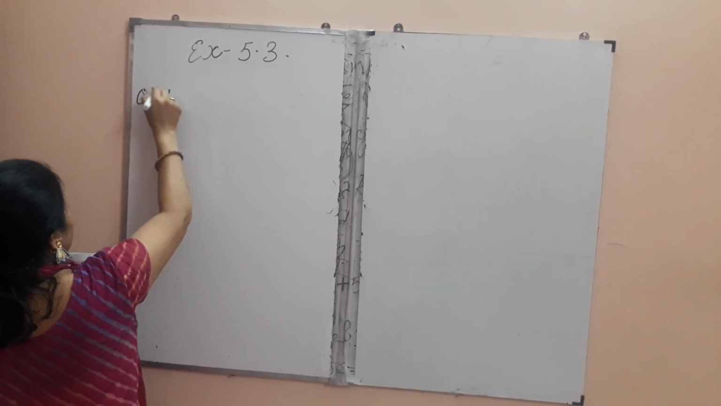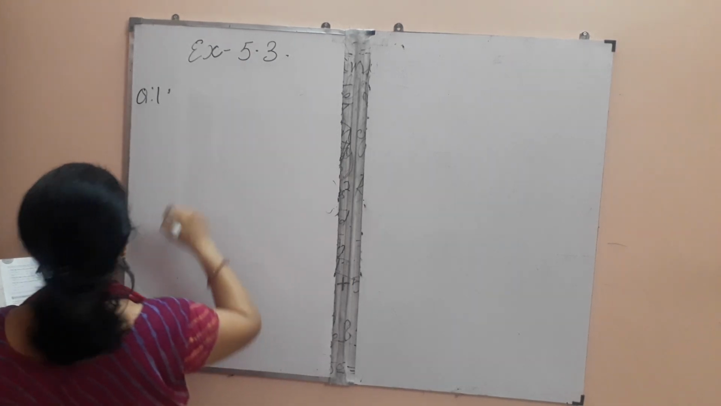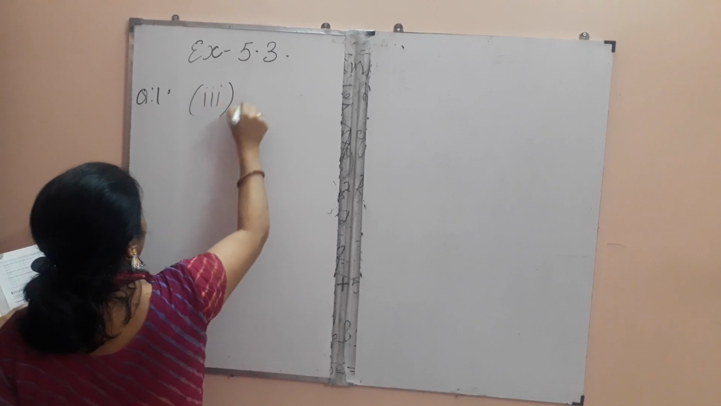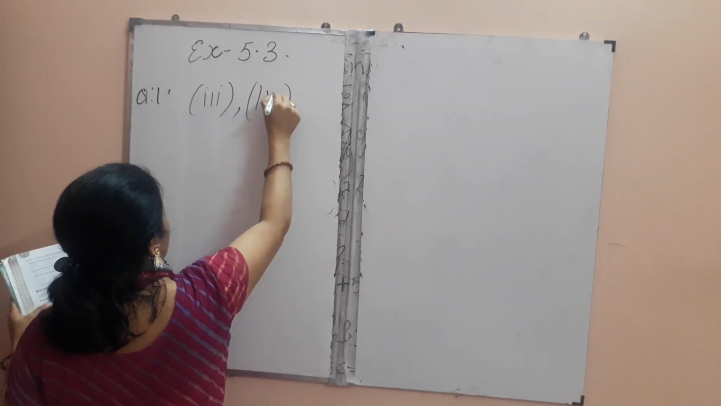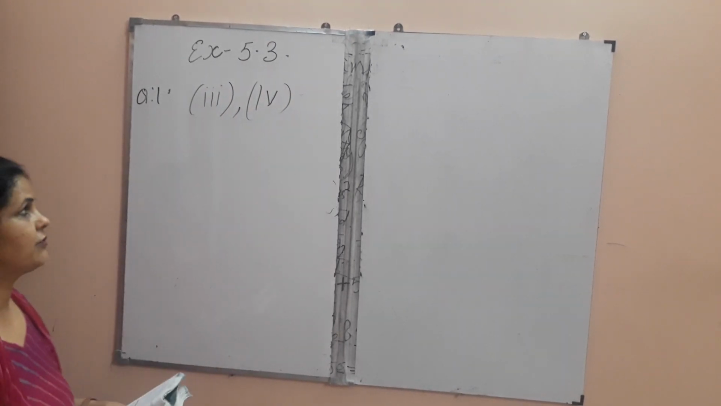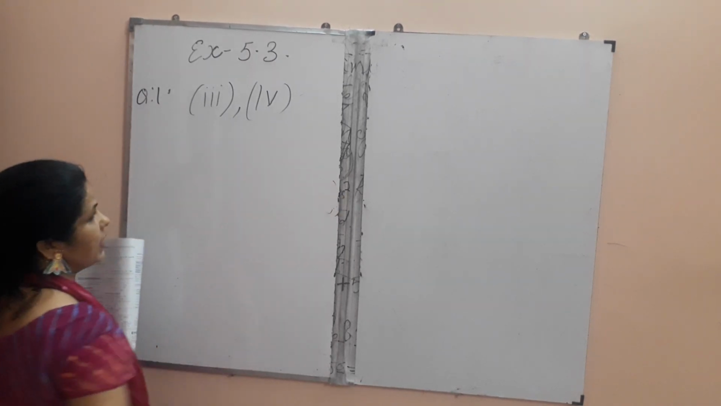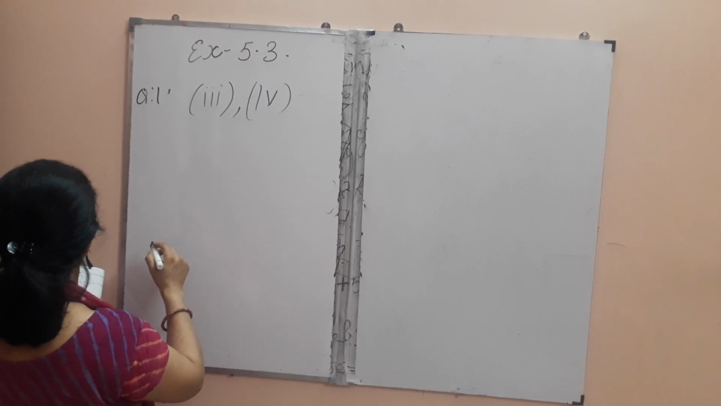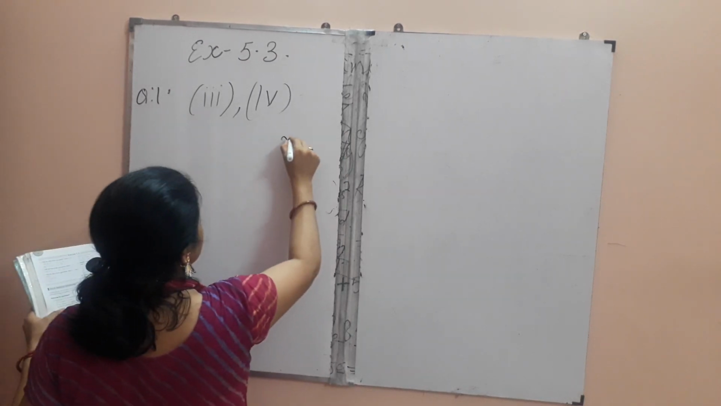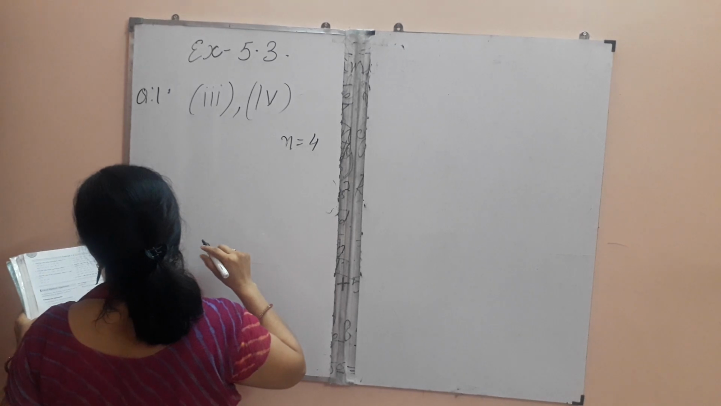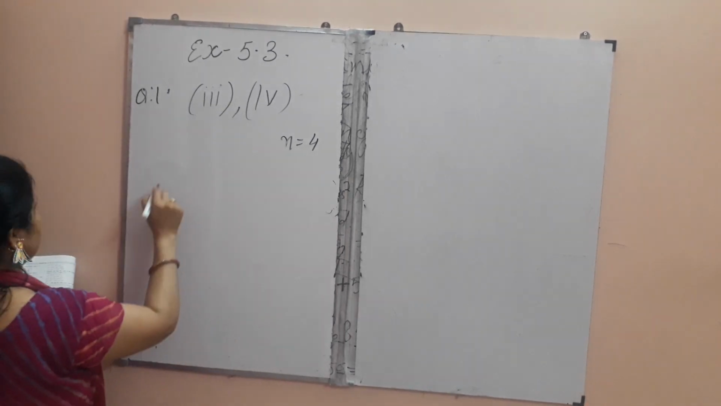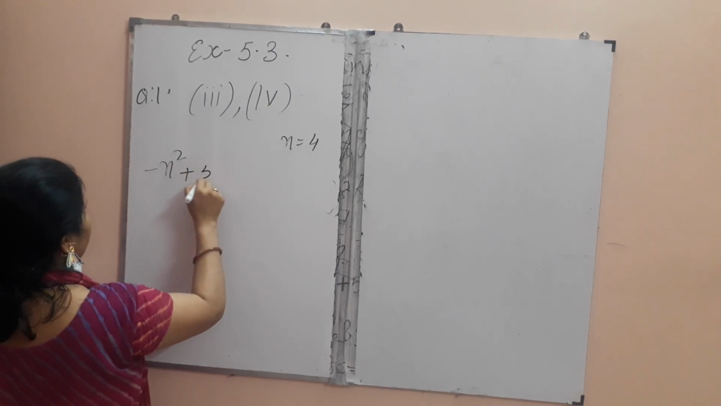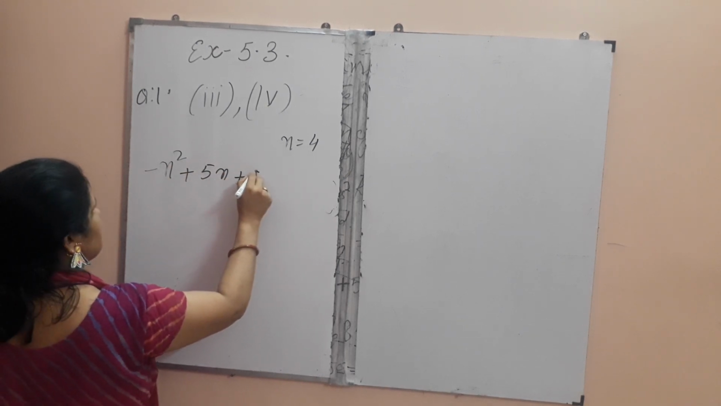In question number 1, we will do the third and fourth parts in our classwork copy, and the rest we will do in the practice one. So the third question is, find the value of the expression when the value of n is 4. So the third question is minus n square plus 5n plus 7.